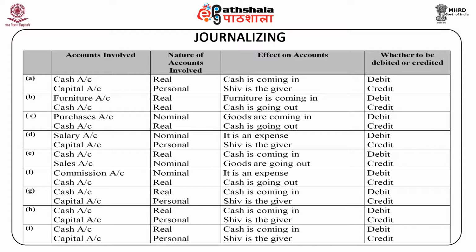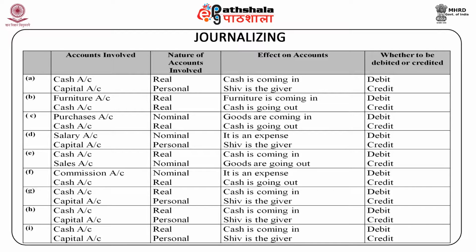G. Interest allowed by bank. In this case, cash account and capital account are involved, out of which cash is a real account and capital is a personal account. So in this case, cash is coming in, so it will be debited, and Shiv is a giver, so it will be credited.